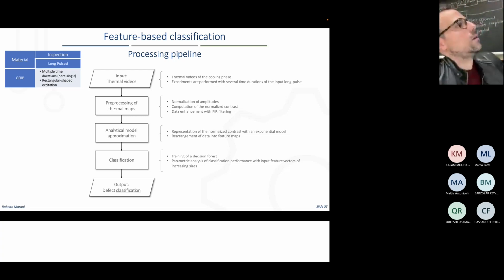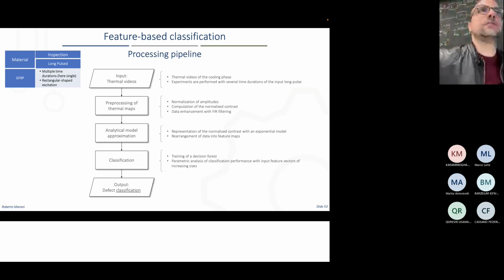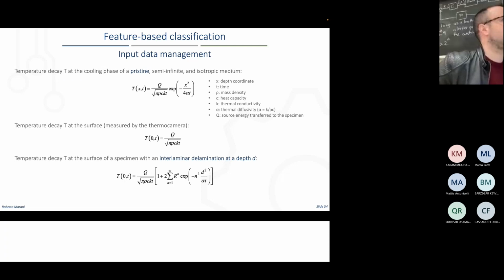So here we want to process the thermal maps. We are working with long pulse inspection of the same specimen, the glass fiber specimen, but with long pulse inspection. And make some analytical model approximation, and then classify with a shallow classifier, SVM, so this kind of classifiers. Decision trees and ensembles. So we have already seen something in our, let's say, laboratory experience. And this panel, I think that is the 5th time that you see this panel.